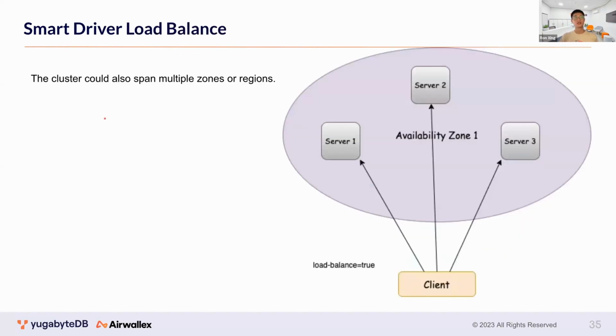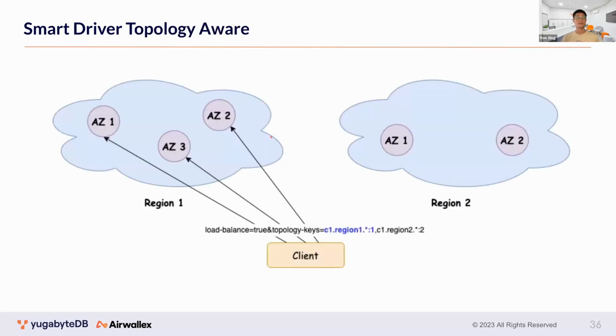So the smart driver has a load balancing capability. For example, once load balancing is enabled, if you have multiple database nodes, then the client requests will be automatically load balanced to all the database nodes. It could span multiple AZs or even multiple regions, right? And this is topology aware, so in the smart driver or JDBC URL, you can specify which region you want to connect to.